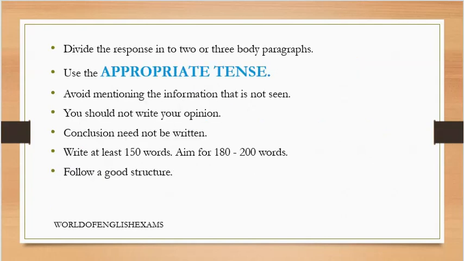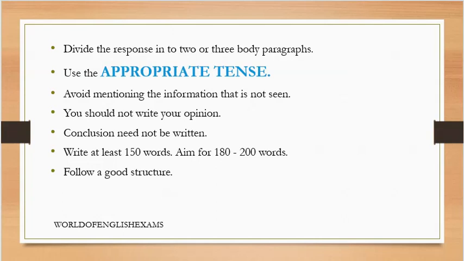So the next point is divide the response into 2 or 3 body paragraphs, not more than that, because essentially we are targeting a word count of 150. So if you write too much and divide the body paragraphs, then you might miss on what is called cohesion. So cohesion is your ability to link the ideas together and form a paragraph. So your ability to write and jot down the points together is called cohesion, which will miss if you break the data into too many body paragraphs. So I would suggest you to write just 2 or 3 body paragraphs at the max.